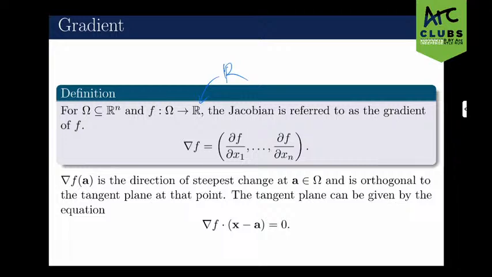And so some other useful things to know about this is that if I evaluate this gradient at A, then that is actually the direction of steepest change at A.